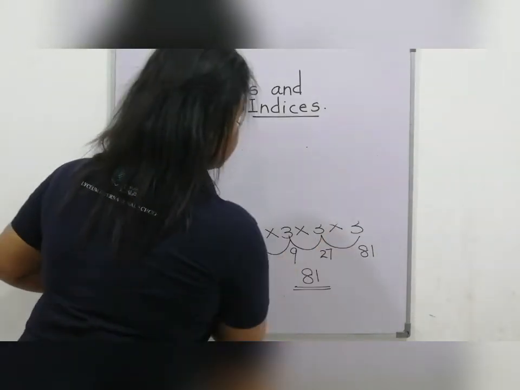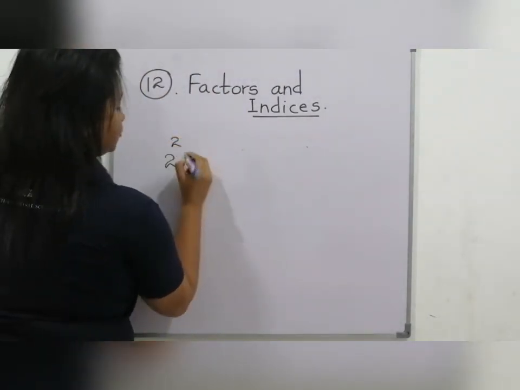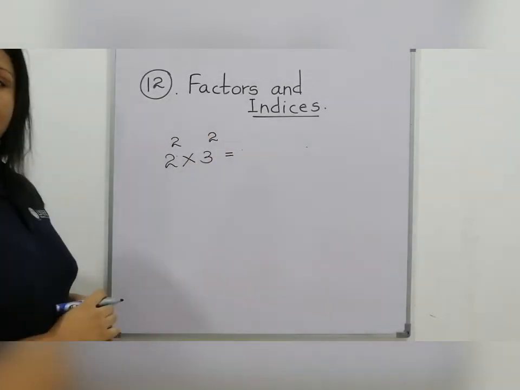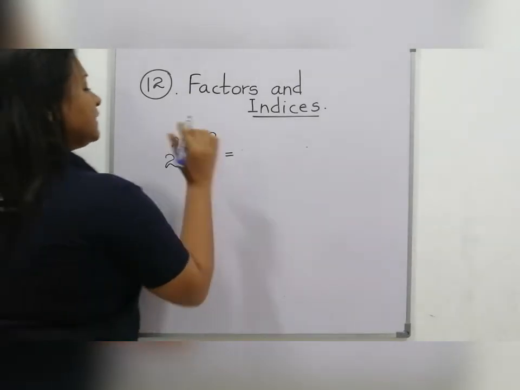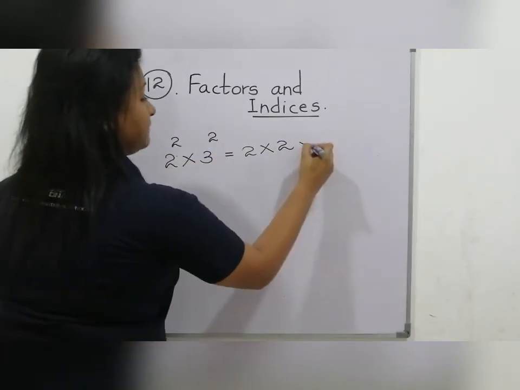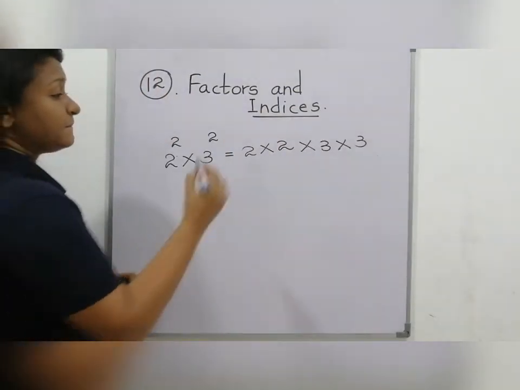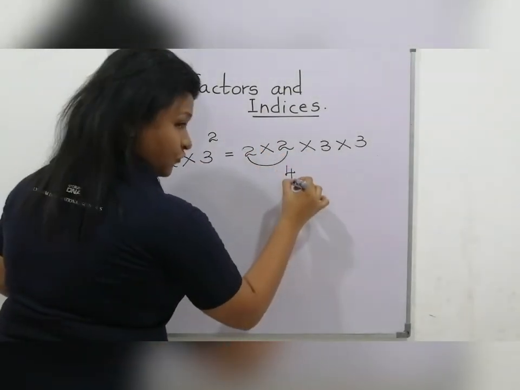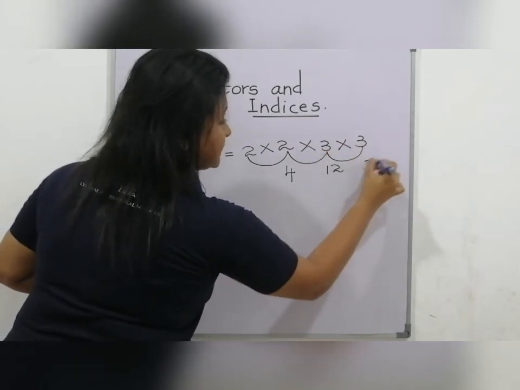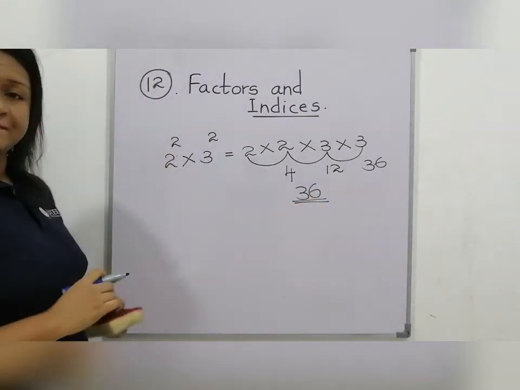Sometimes you will get numbers like this too. 2 to the power of 2 multiplied by 3 to the power of 2. Simple. Expanding. 2 to the power of 2, 2 multiplied by 2, multiplied by 3 to the power of 2, 3 multiplied by 3. 2 times 2, 4. 4 times 3, 12. 12 times 3, 36. 36 is the hidden number.